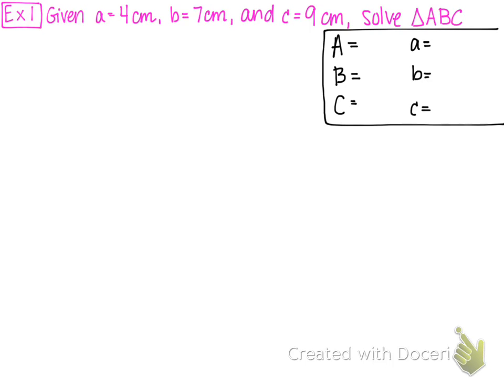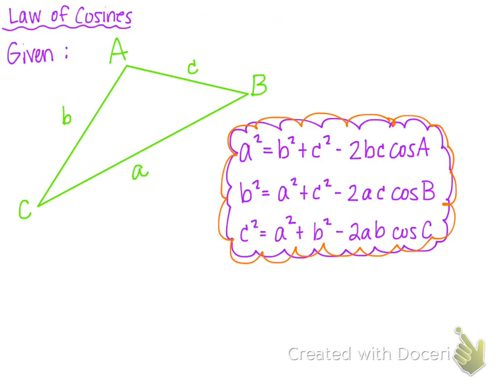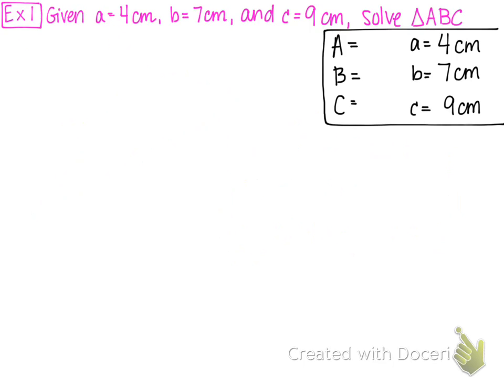Okay, so we're going to fill in what we know. We know little a is 4 centimeters. We know little b is 7 centimeters. And we know little c is 9 centimeters. So we've got to find all of the angles. Now, in this particular example, it does not matter which one you find first. I always like to go alphabetically because we have all little a, little b, little c, and we're missing the angles. So it's like we have all of this information, but the only thing we're missing is the angles. So I'm going to find big A first.